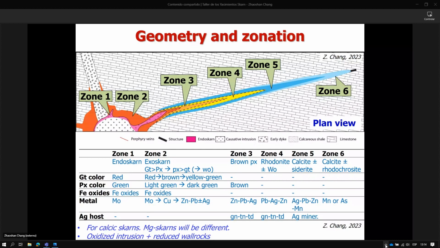Zone 6, the most distal part, still has calcite, but your carbonate changes to rhodochrosite. In between, you can have manganocalcite, which looks rosy, not pink or purple yet, but kind of rosy. You put acid on, it still bubbles crazy. That's manganocalcite. When you have rhodochrosite, you put acid on, it actually doesn't bubble. You have to make powder and put acid on. And here, the dominant metal will be manganese or zinc.